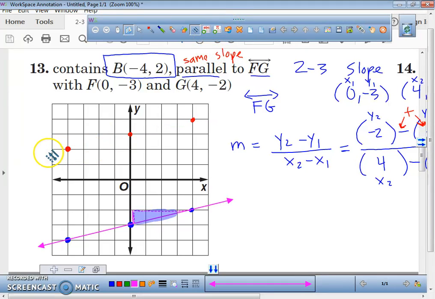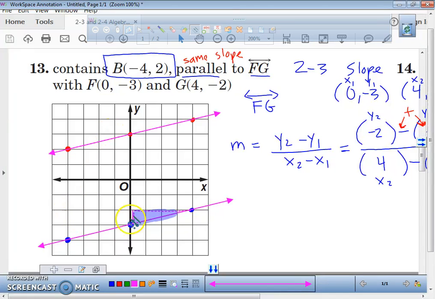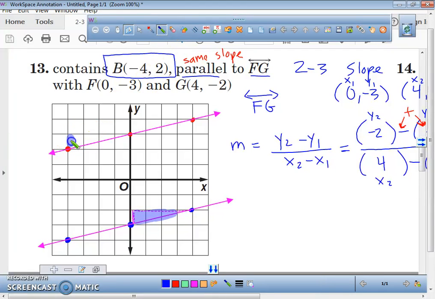Try to get those through there. There we go. Now you have a couple of parallel lines on your paper. All right? And both of them have a what? Have a slope of 1 over 4. You can do that by making these little right triangles.